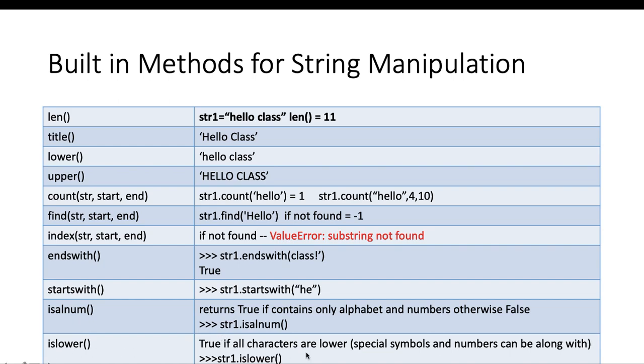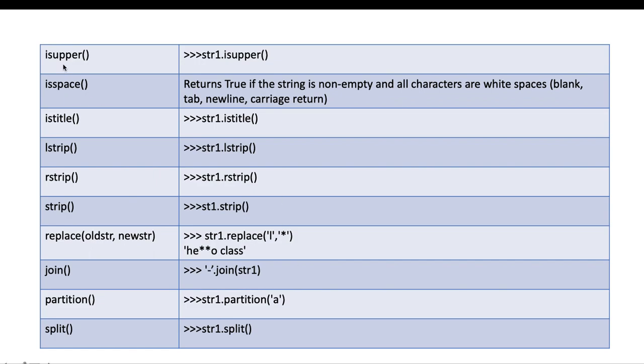islower function will return true if all the characters are in lowercase. Suppose we have a string with multiple special characters like ampersand, star, hash, but it has a single lowercase character, still it will return true. But if all are special symbols and it doesn't have any letter, then it will return false. Next is isupper. If all the characters of the string are in uppercase, it returns true, otherwise false.